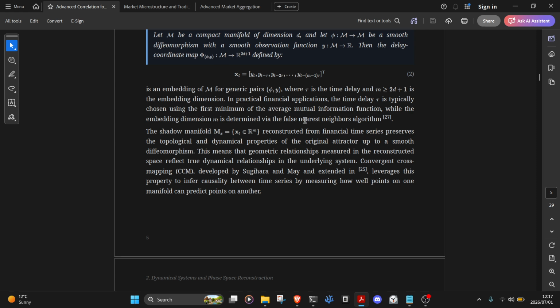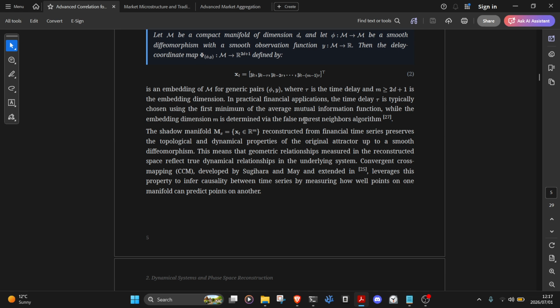The shadow manifold M_x = {x_t} in R^m, reconstructed from financial time series, preserves the topological and dynamical properties of the original attractor up to a smooth diffeomorphism. Now, that's just mathematician talk for saying that all the properties and structures that are preserved by the reconstruction are invariant under smooth coordinate changes. Okay?